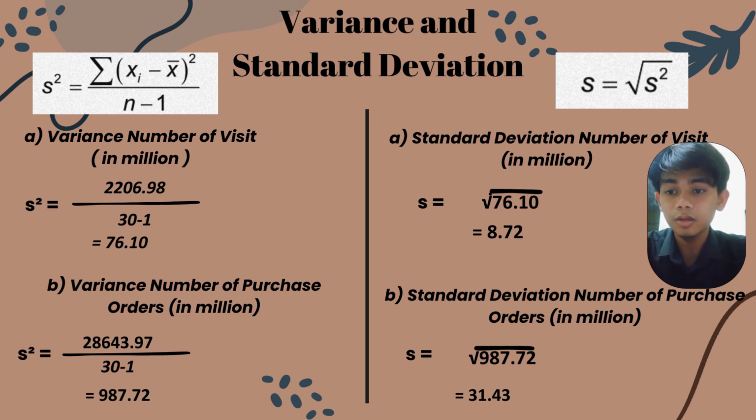And the standard deviation we can get by taking the square root of the variance value. The standard deviation of number of visits we get is 8.72 and the standard deviation of number of purchase orders we get is 31.43. Since the number of purchase orders is higher than the number of visits, it means the number of purchase orders is more dispersed than the number of visits.